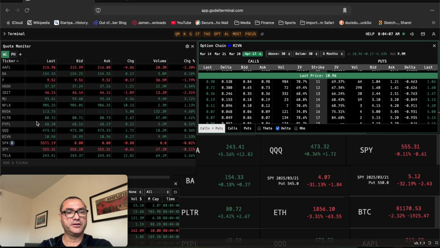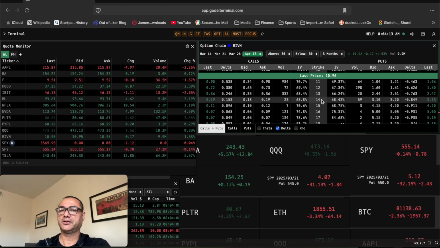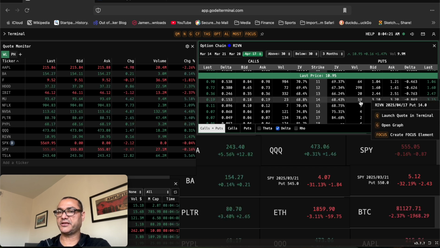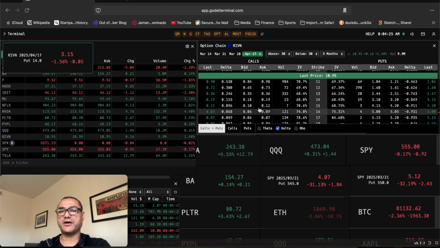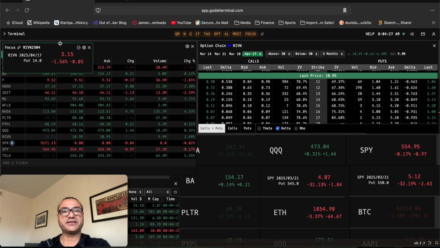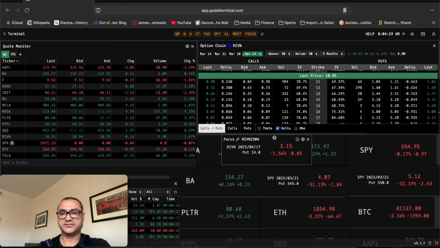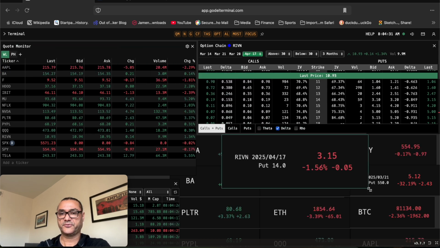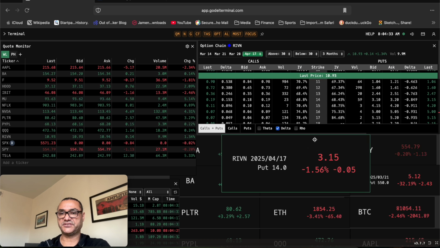$11.25 a share. It's gone down a bit since then. So now it's trading at $10.96. But anyway, it was trading at $11.25, and the 14 strike puts were trading for roughly $2.95-ish. And as we can see here, they're currently at $3.15.